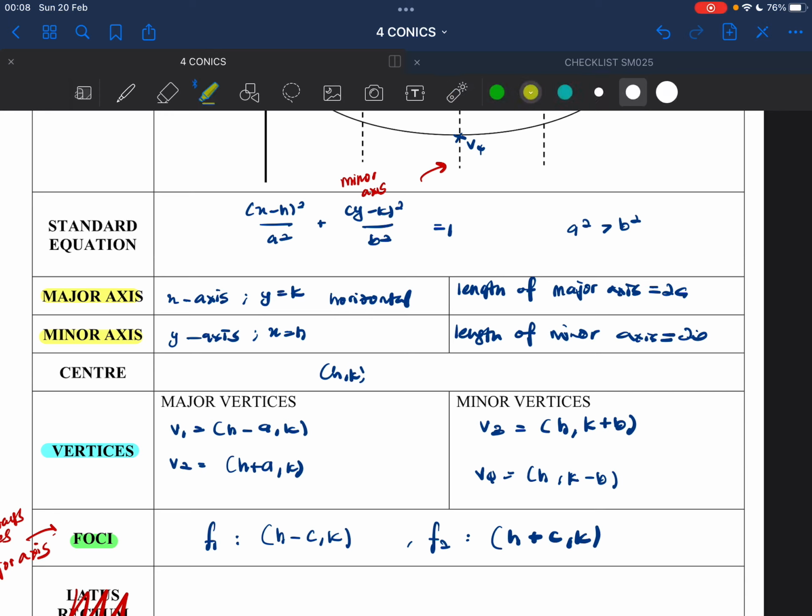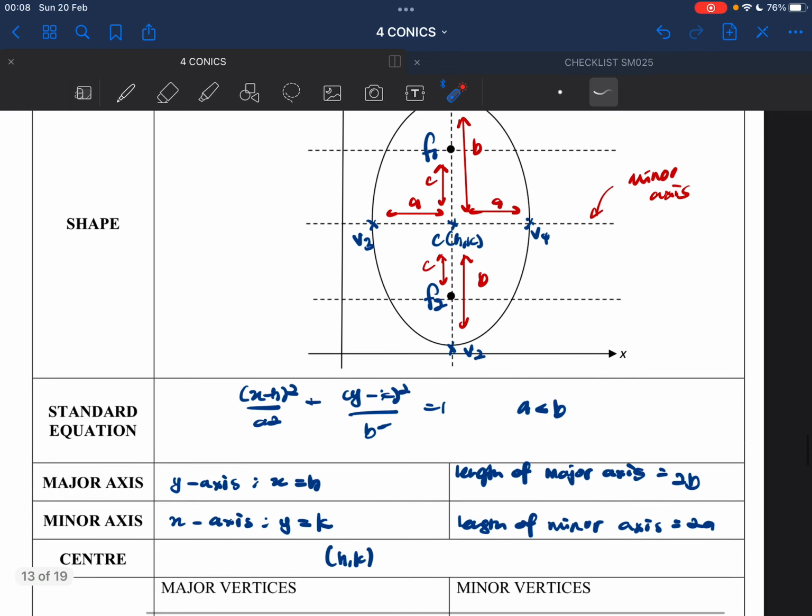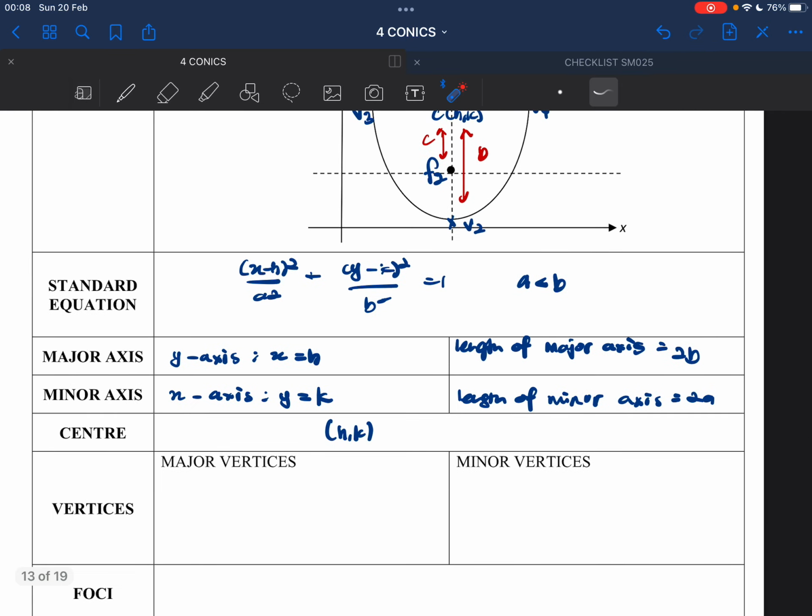So see that k, k, and k here, for the major vertices and foci, because the foci lie on the major axis. So this one here is the same as this one here. Okay, for the major axis, what didn't change is x equals h. Here we know that the major axis is x equals h. That means for the major vertices and also the foci, your x coordinate will never change.